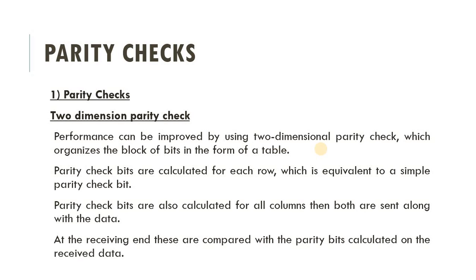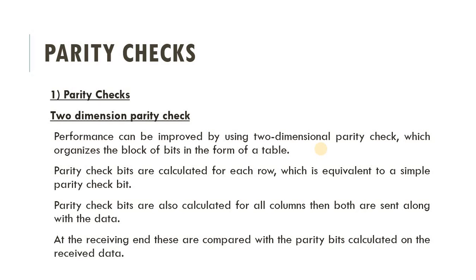Now there is also the two-dimensional parity check. The performance can be improved by using two-dimensional parity checks, which organize the blocks of bits in the form of a table. Parity check bits are calculated for each row, which is equivalent to a simple parity check, and parity check bits are also calculated for all columns. Then both are sent along with the data, and at the receiving end these are compared with the parity bits calculated on the received data. Because it is two-dimensional, we are working on rows as well as columns.